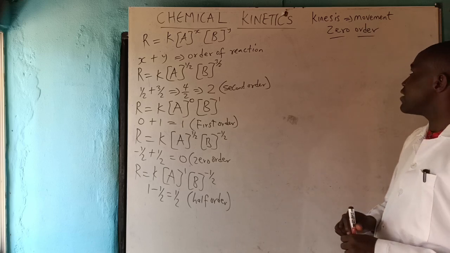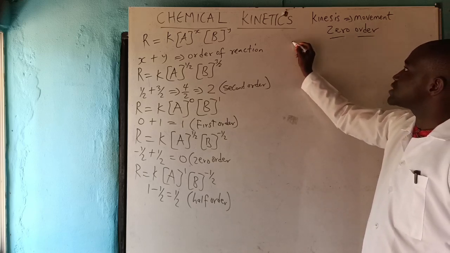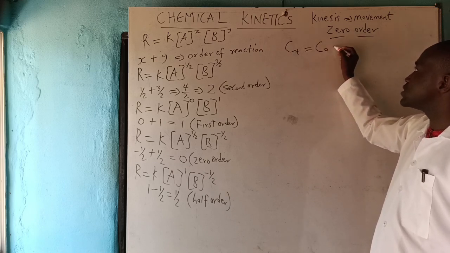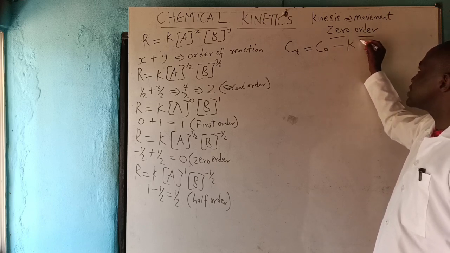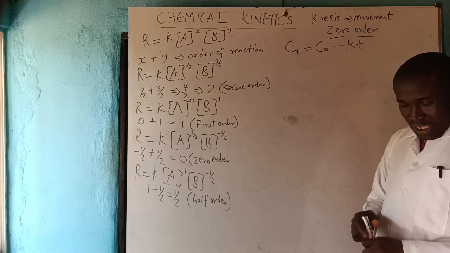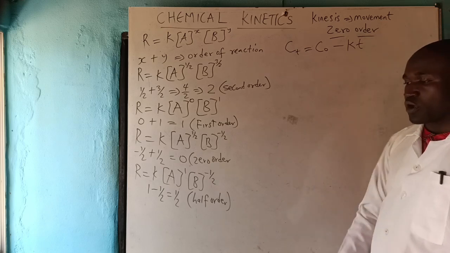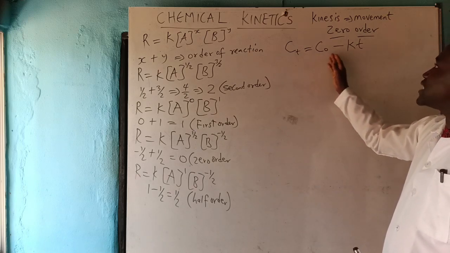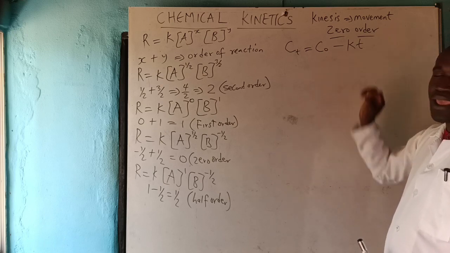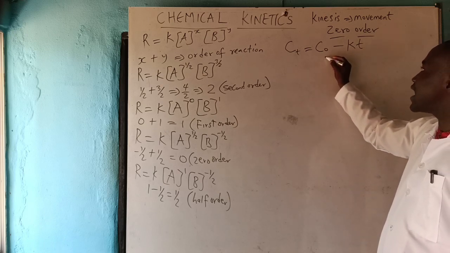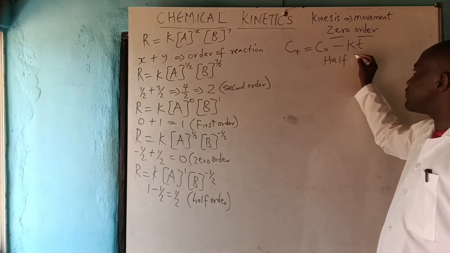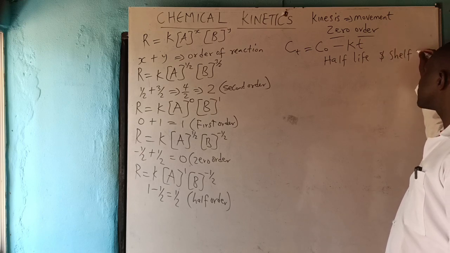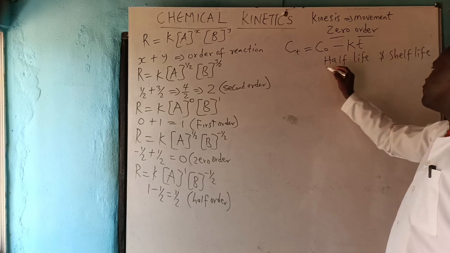For the zero order reaction, its equation is concentration at any time equals initial concentration minus rate constant times time. And so that is the equation for it. Here we will check out a lot of things. The first thing we will check is the half-life. And the next thing we will check is shelf life. Very important.